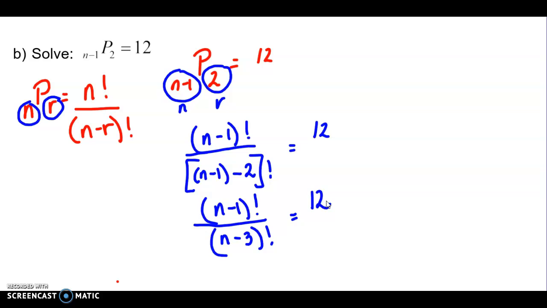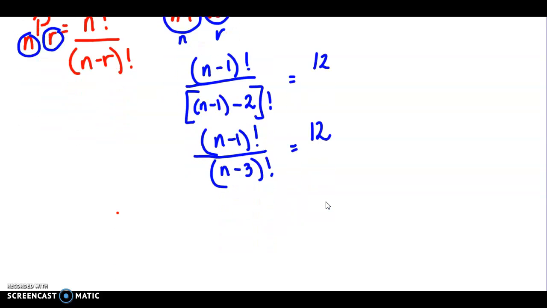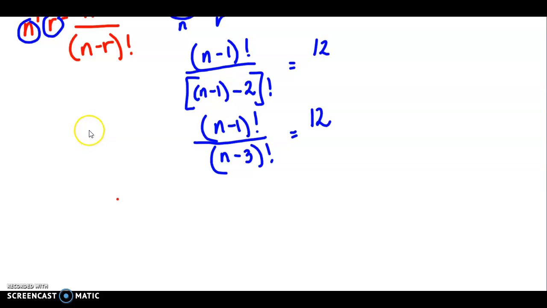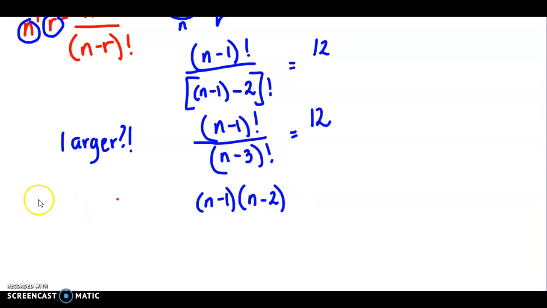And from here, we are now going to just rewrite. We ask the question, which is the larger number, n minus 1 or n minus 3? So n minus 1 is the larger number. We're going to start by writing out n minus 1. 1 less than n minus 1 is n minus 2. 1 less than n minus 2 is n minus 3.